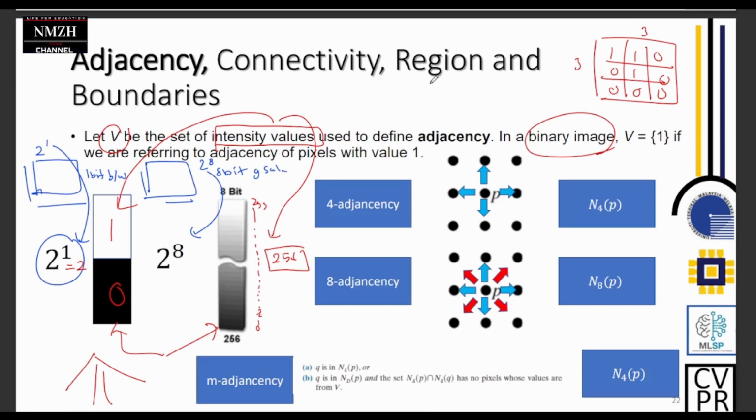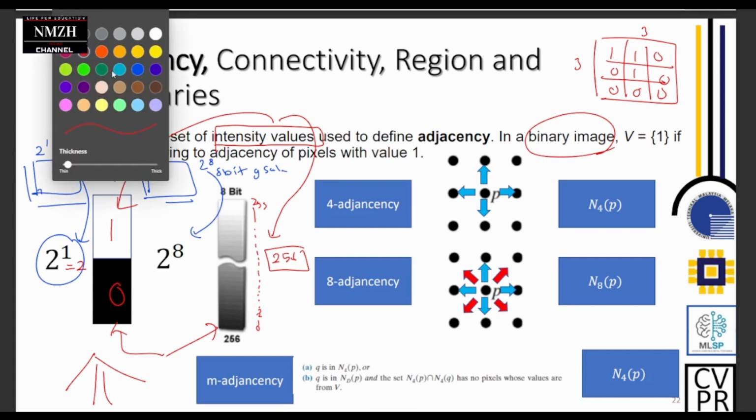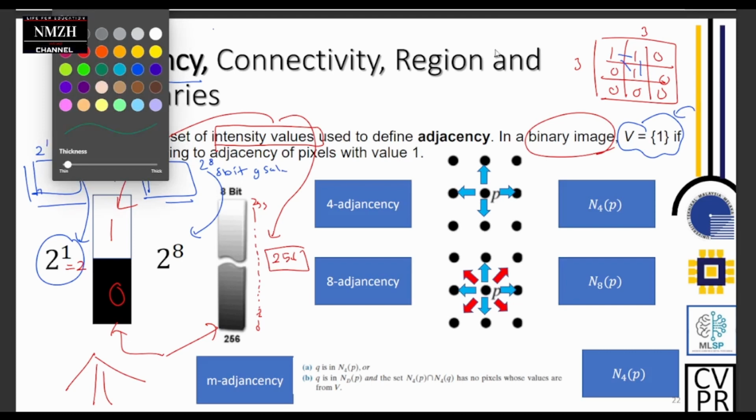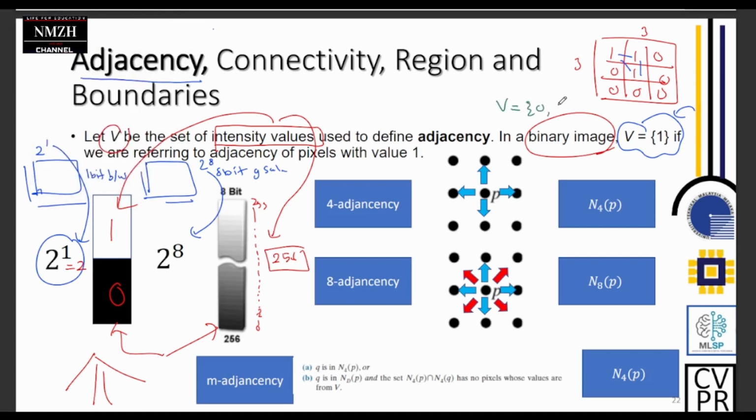The idea of adjacency is how we connect each of the pixels with value one. So this one is one connection, and this one is another connection, or it could be this connection too, right? Because V has been given as only 1, 0 is not included, unless it is stated that V equals 0 and 1.